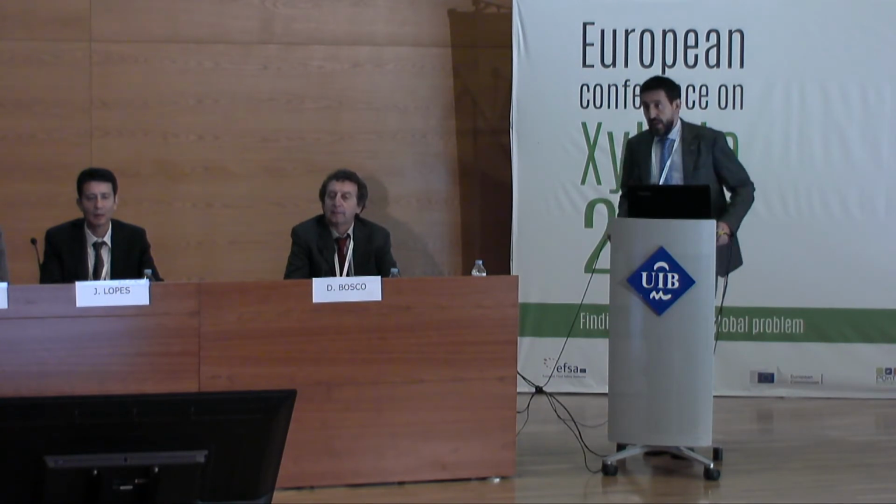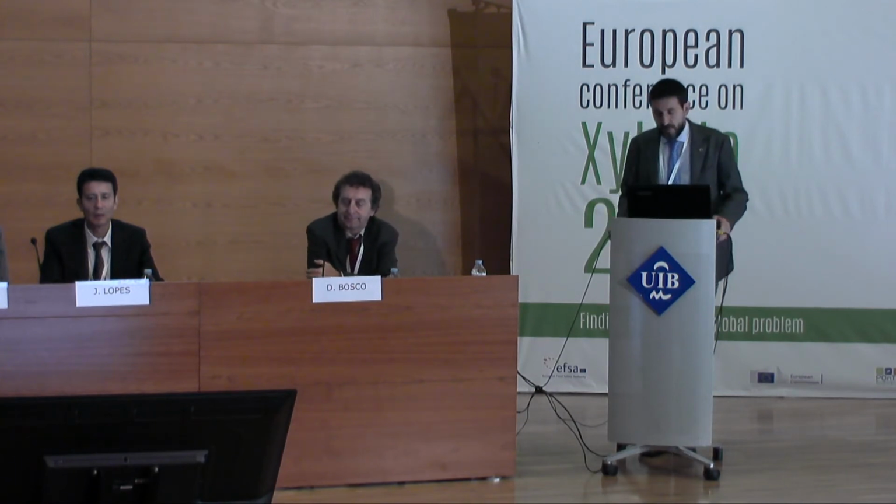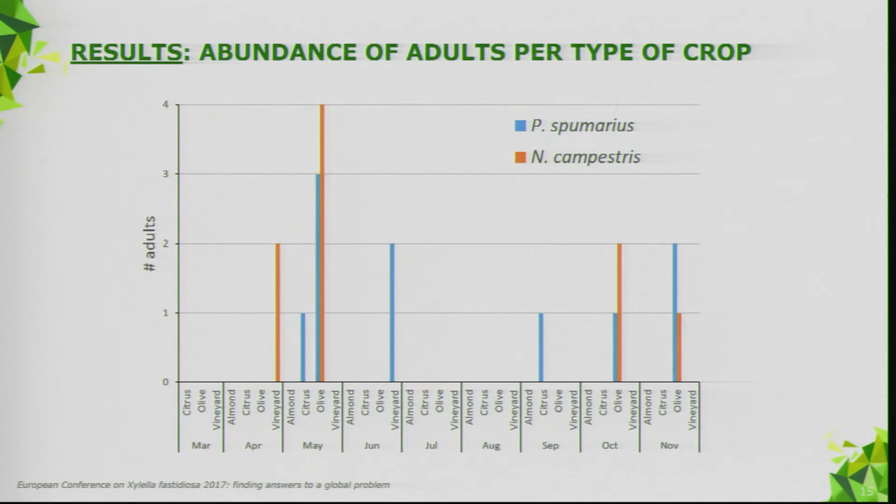In regards to the adults, I would say that our results are quite sad because we were expecting that we would use the sweep net and capture kilos of Philaenus spumarius in our sweeping net. And we knew from other places like Italy that Philaenus spumarius is highly abundant, for example, in olive trees. Now we see that it could also depend on temperature.